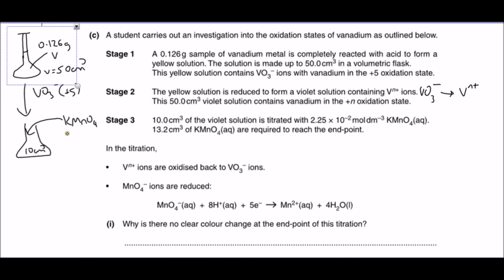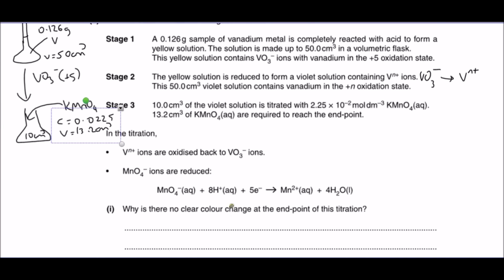Okay, and then I might also write on here at the same time, the concentration of the permanganate is 0.0225 and the volume of the titre is 13.2 centimeters cubed. Okay, and that's going to help me later. So now I'm going to look at answering this question.